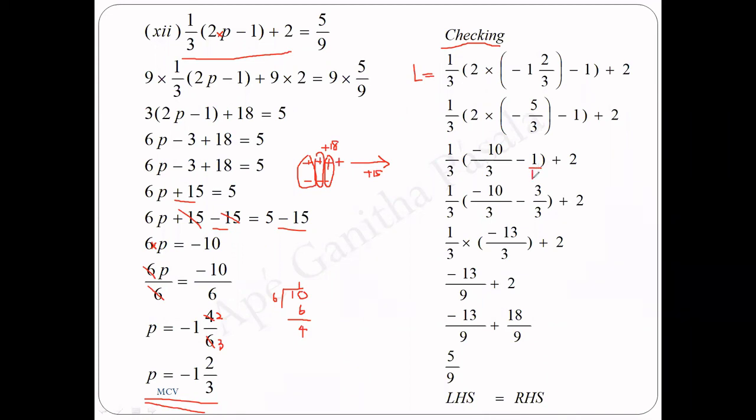Here, we have to convert this minus 1 into a fraction. The denominator is 3, so convert into the common denominator 3. Multiply both numerator and denominator by 3. 1 can be written as 3 over 3. So 3 over 3, plus 2. Now minus 10 minus 3.